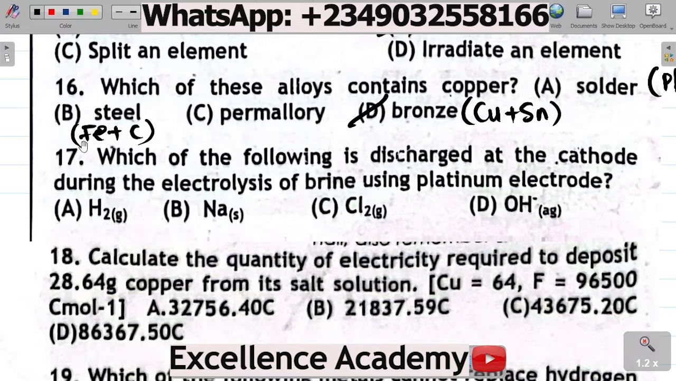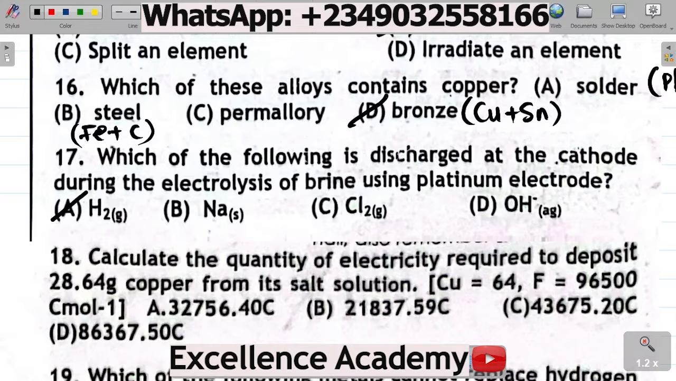Next up, question number 17. 17 says, which of the following is discharged at the cathode during the electrolysis of brine using platinum electrode? A, hydrogen ion. B, hydrogen gas. C, sodium. D, chlorine gas. E, hydroxide ion. So what's the correct answer here? For this question, the correct answer is hydrogen gas.